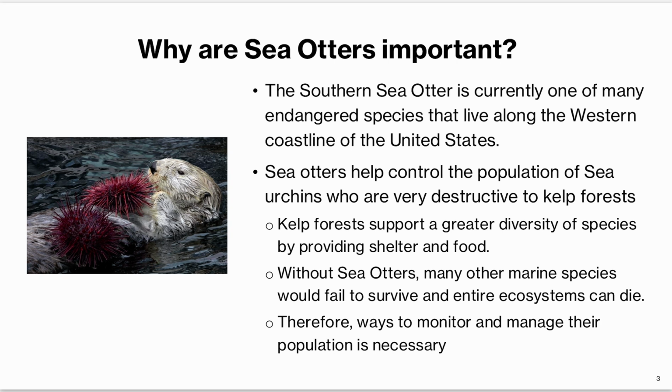Now, why are sea otters important? The southern sea otter is currently one of many endangered species that live along the western coastline of the United States. Sea otters are a big help in controlling the population of sea urchins, who are very destructive to kelp forests. These kelp forests support a greater diversity of species by providing shelter and food to ocean animals. Without sea otters, many other marine species would fail to survive, and entire ecosystems can die. Therefore, ways to monitor and manage their population are necessary.